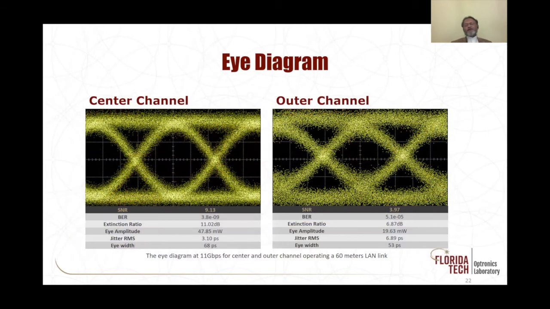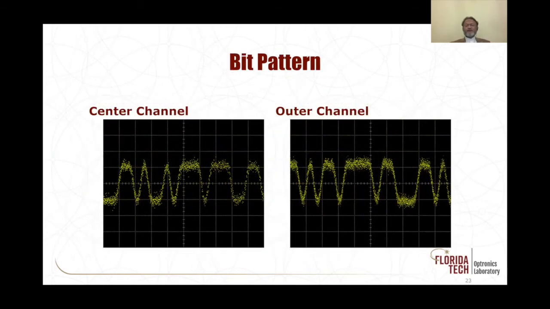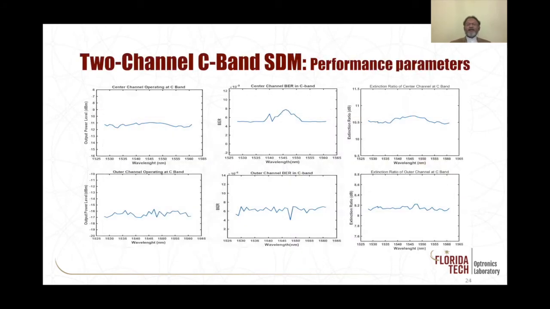Okay, and this is my eye diagram. Reasonably good eye diagram with 68 and 53 picoseconds for the inner and outer eyes, and my BER somewhere between 10 to the power minus 9 and 10 to the power minus 5. So reasonably good BER, reasonably good extinction ratio and jitter and all those things. So effectively, I can recreate my bit pattern for both the center and outer channels. And these are all the different performance parameters that we have.